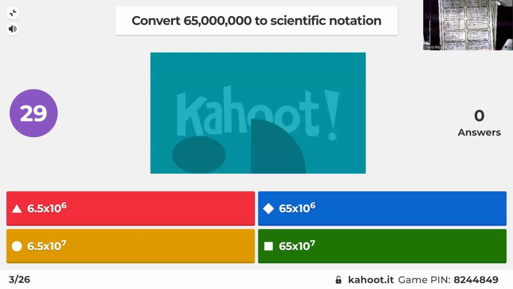Convert 65 million to scientific notation. How many places do you have to move the decimal point? Oh, I got that wrong. Did we count zeros? No. Silly goose.